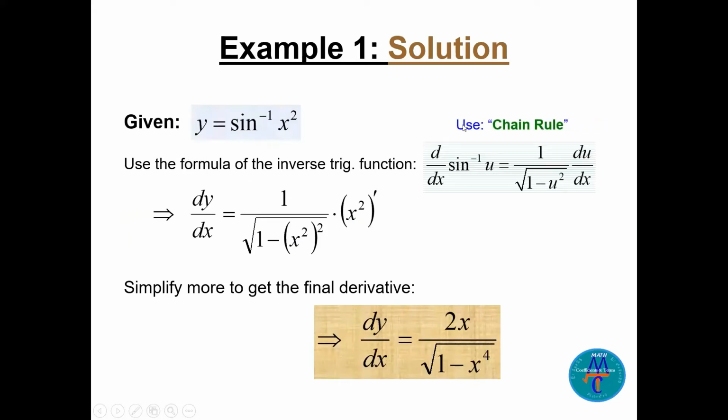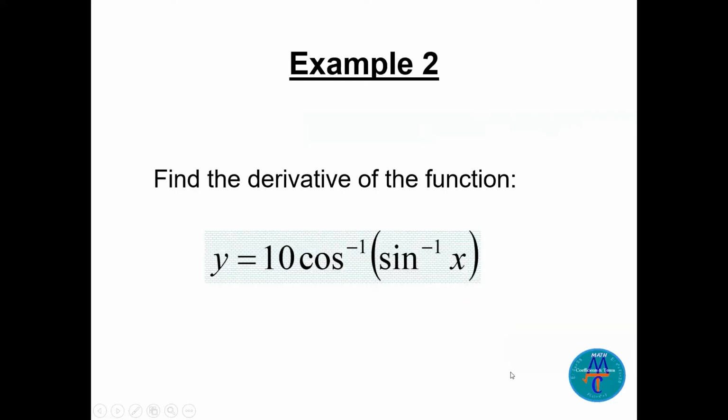Simple question. So the chain rule here: the derivative of inverse sine of u is 1 over square root of 1 minus u squared, times the derivative of u. So it will be 1 over square root of 1 minus x squared, that's u, all squared, so u squared, and u itself is x squared, times the derivative of x squared. The derivative of x squared is 2x. Now the final derivative y prime will be 2x divided by square root of 1 minus x to the power 4. Finished.